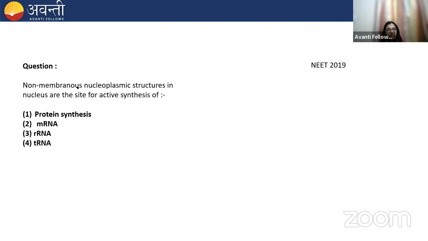The next question says the non-membranous nucleoplasmic structures in the nucleus are the site for active synthesis of. Option 1 is protein synthesis, option 2 is mRNA, option 3 is rRNA, and option 4 is tRNA.